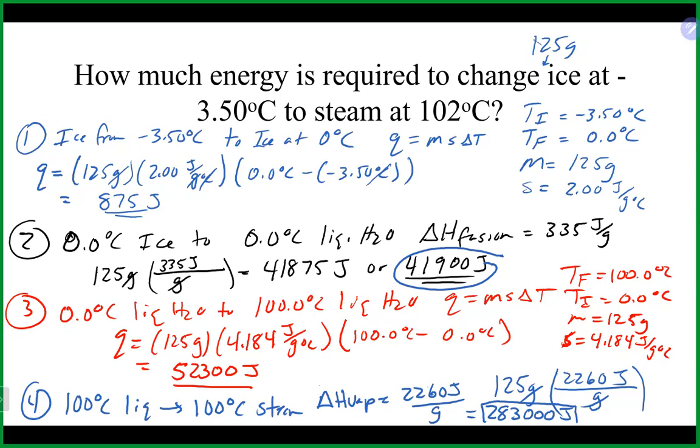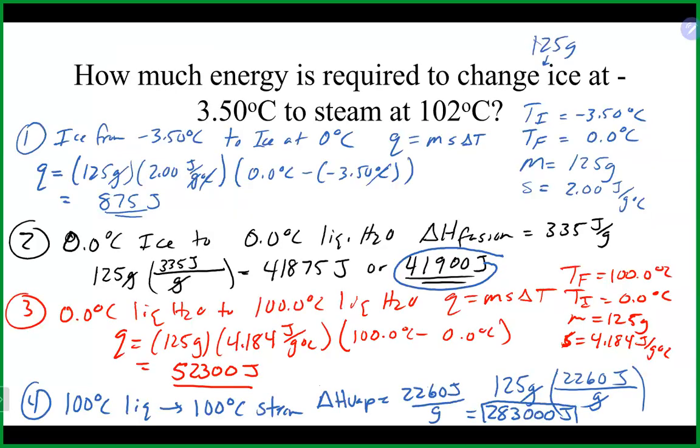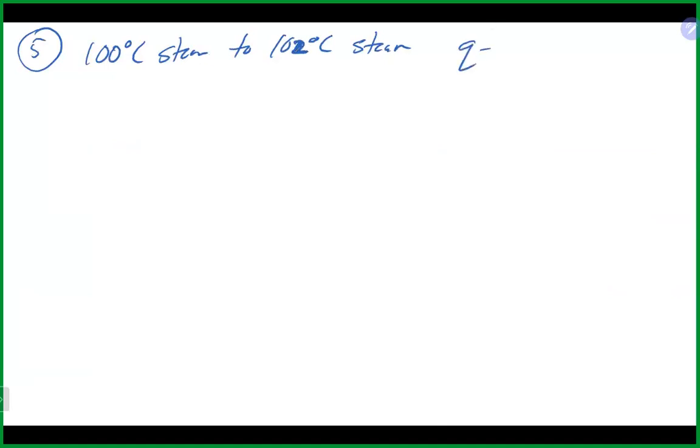We're almost there. We are now sitting at 100 degrees steam. The last thing is just to take it up to 102 degrees Celsius. So the very last step, I'll just do it on the next page, is to take us from 100 degrees Celsius steam to 102 degrees Celsius steam. So this once again is the same phase all the way through, but we are changing the temperature. So back to the specific heat equation. Our final temperature here is 102 degrees Celsius. Our initial temperature is 100 degrees Celsius for this step.